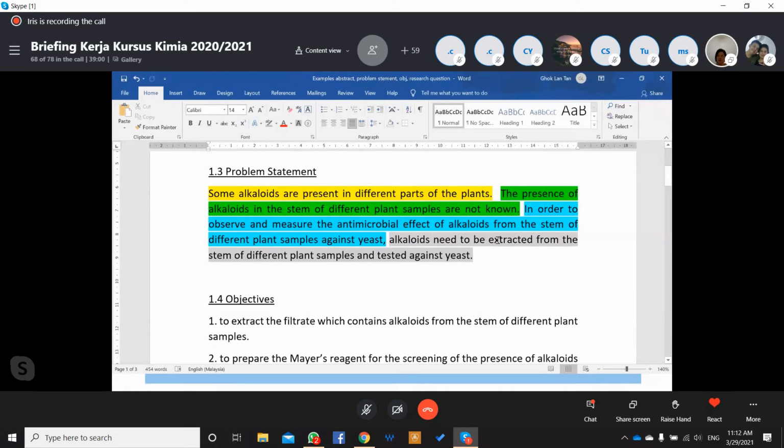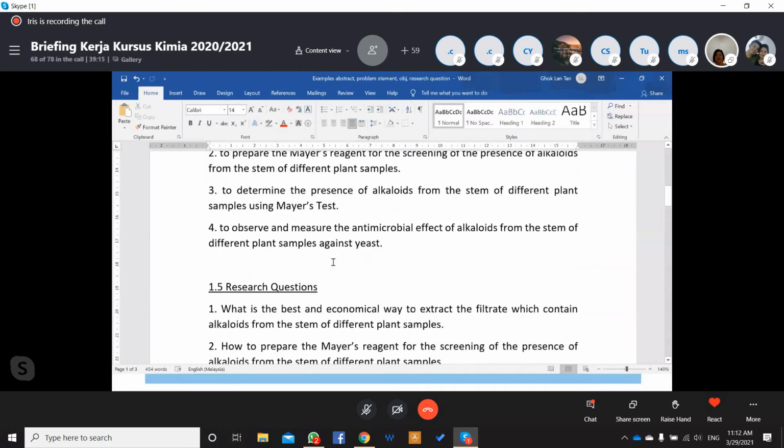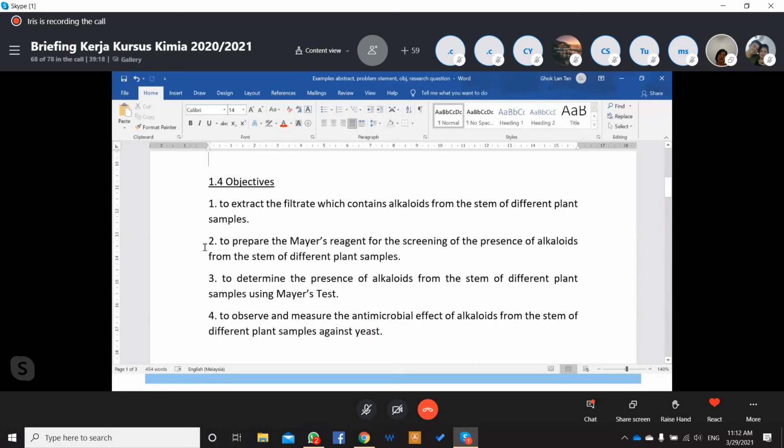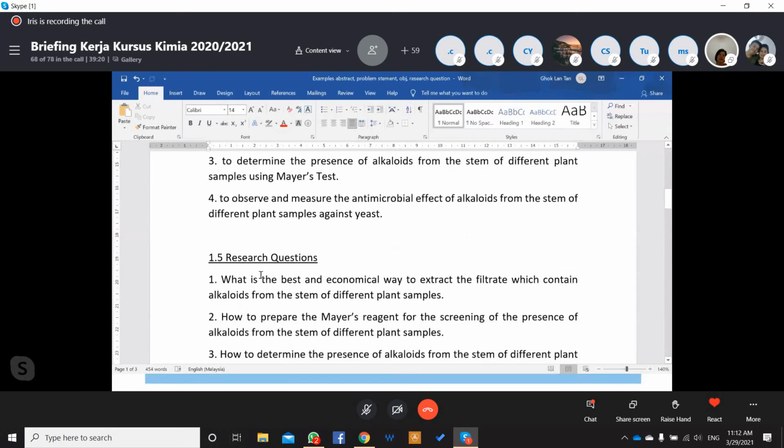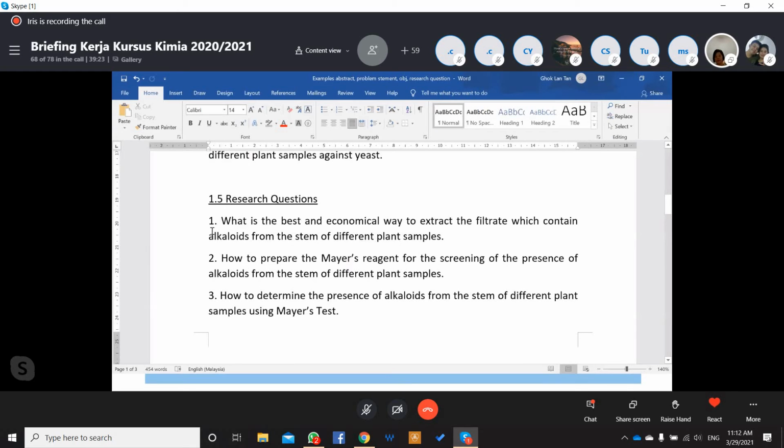After I extract, I need to screen lah using Mayer test, ada atau tak ada. Kalau ada, what do I do? I take the extract, the filtrate, and tested it on the yeast. See whether the yeast mati atau tak mati. So you got to design the experiment yourself. You faham? So once the objective came out this way, then this one will be easy. Sebab 1.5 is actually answering. Is a question. Answer is in 1.4. 1.5 is a question. So what is the best and economical way to extract the filtrate which contain alkaloids from the stem of different plant sample?